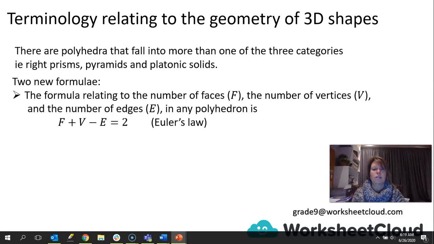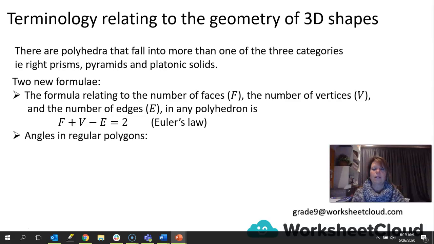Okay, and this is known as Euler's Law. Now some people say that differently, but I just say Euler's Law. So that is Euler's Law: F faces plus V vertices minus the edges is equal to 2. And we will work with that a little bit just now.